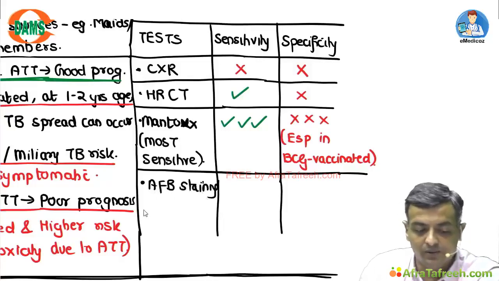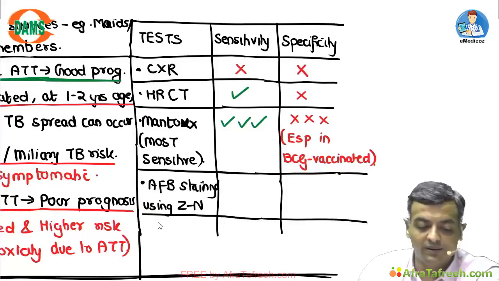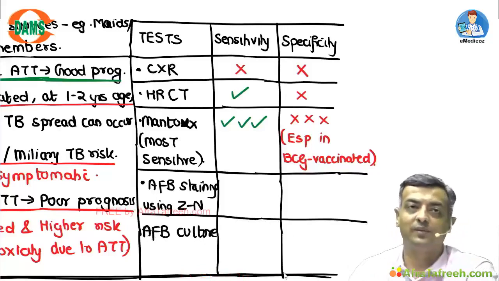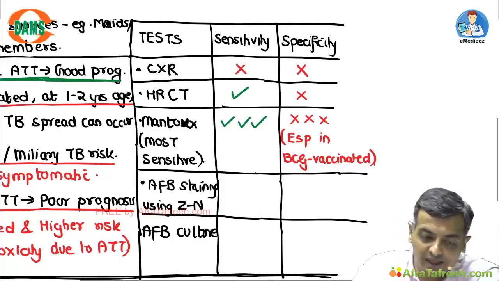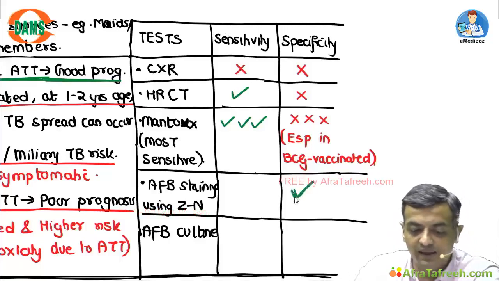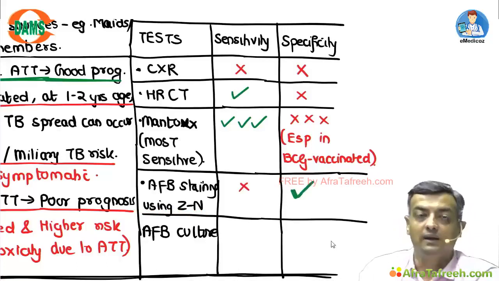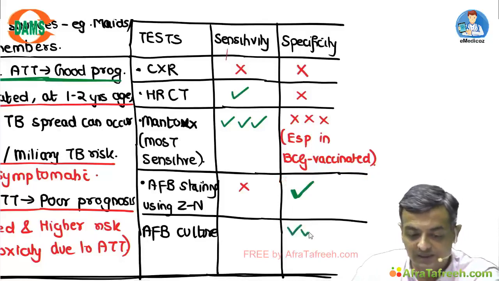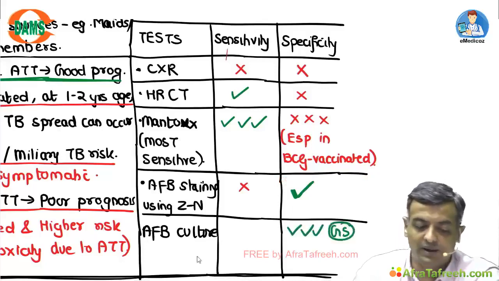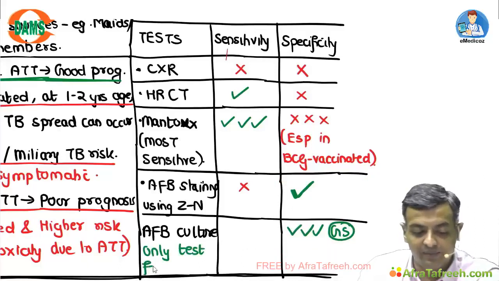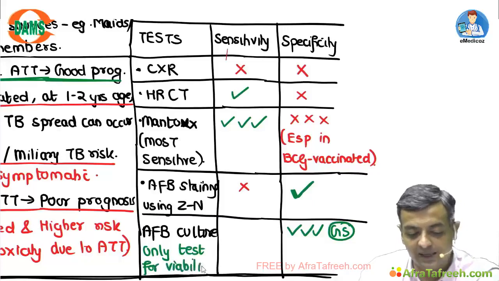AFB staining using the Ziehl-Neelsen stain, or you can go for AFB culture. If the stain is positive, it is very specific, but it is difficult to detect the organism. The culture is the most specific, the gold standard, because it is the only test to detect viability of the TB bacilli.